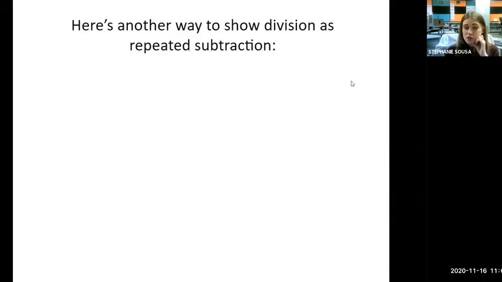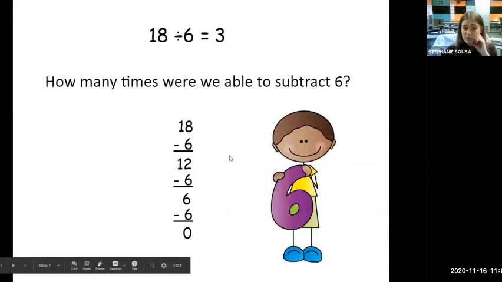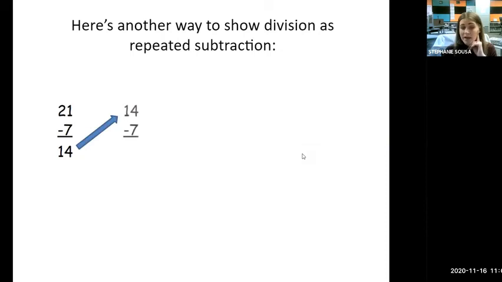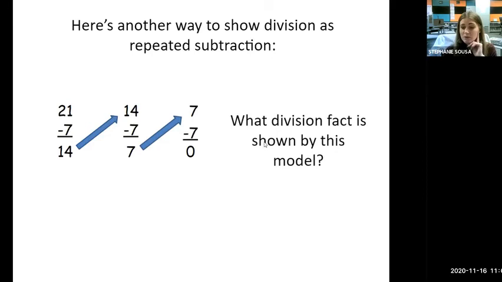Here's another way to show division as repeated subtraction, and it's the way that we did in our notebooks. If going up and down like this is confusing to you, for me it is, especially if I need to borrow, so I like to do them sideways. You can do it either way, and it will still give you the same answer. So we're starting with 21 minus 7 equals 14, so we put the 14 up top. 14 minus 7 is equal to 7, so we put the 7 up top. 7 minus 7 is equal to 0.